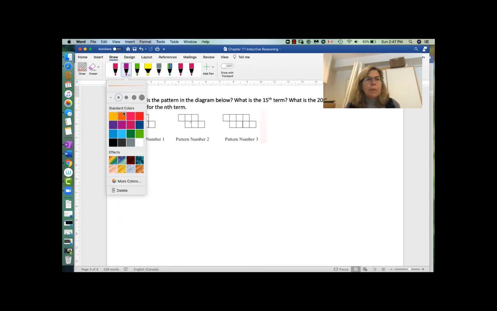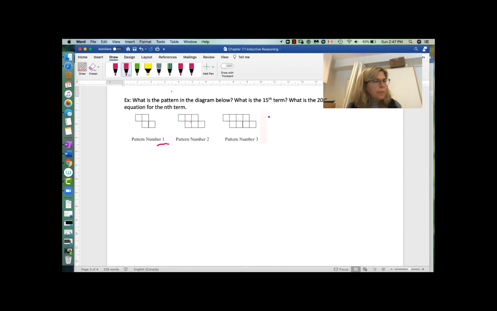Okay, what color do we want? No, we don't want that. That one's good, pink. I like pink. Okay, so pattern number 1 has 4. There we go. Maybe I'll do a table over here.